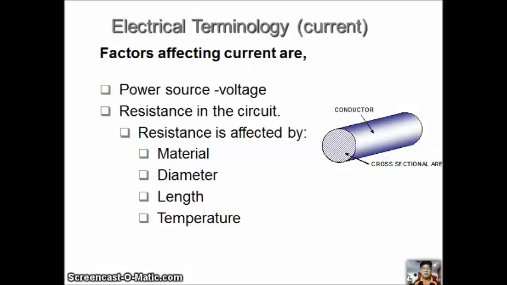According to Ohm's law, the value of current is given by V over R. V is the voltage, so the factors that affect current are the voltage and the resistance. But what is the resistance affected by? The resistance is affected by 4 items: the material, the diameter, the length of the wire, and also the temperature.